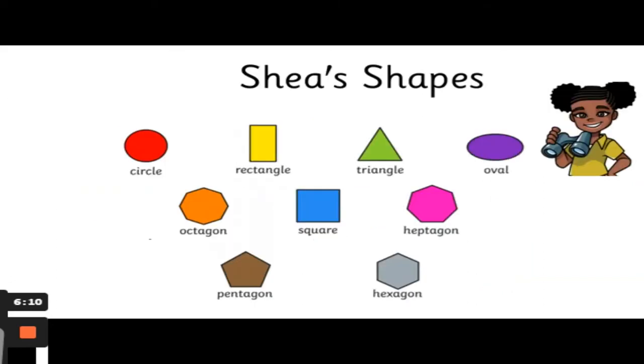Now we are on to Shea's shapes, and Shea has got all of her 2D shapes here. So have a look over all of them, remind yourselves of them because you're going to be solving a problem next.